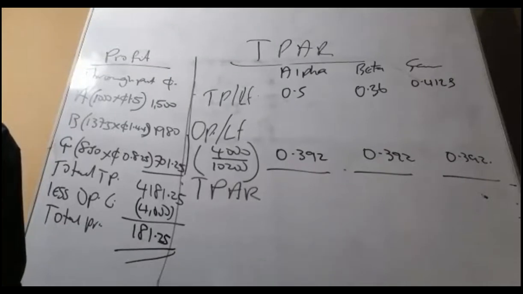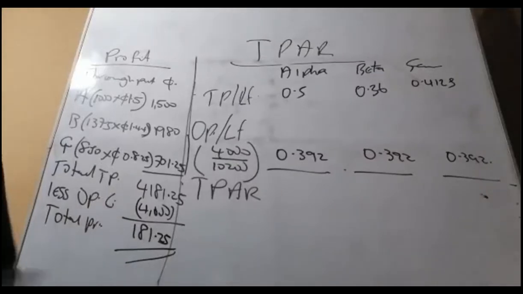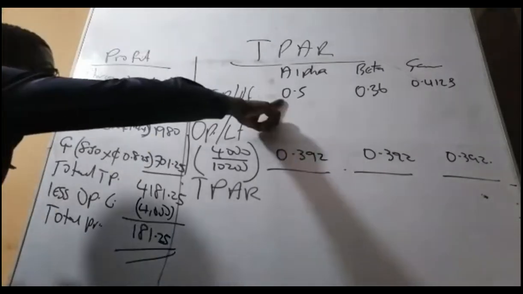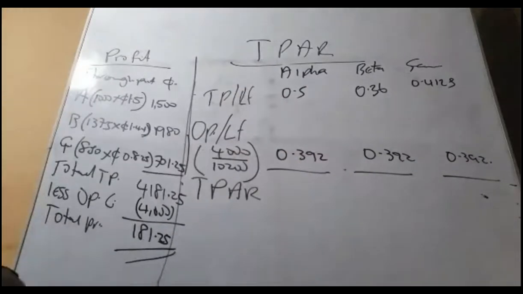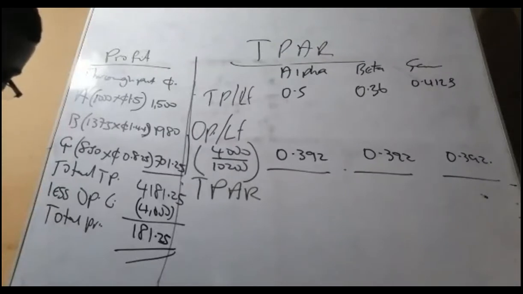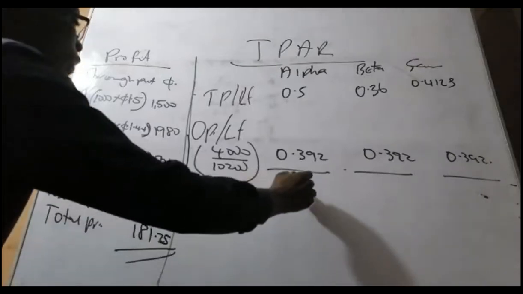Great. So we look at the second part of the question. But this one is not part of it, though it will help us to explain the second part of the question very well. It will help us to understand it well. So what will be the throughput accounting ratio? That's the throughput per limiting factor, or the return per limiting factor, divided by the operating cost per limiting factor. So 0.5 divided by 0.392, and we have something like 1.28. Let me round to two decimal places. 1.28.